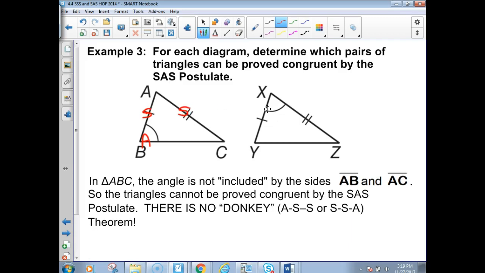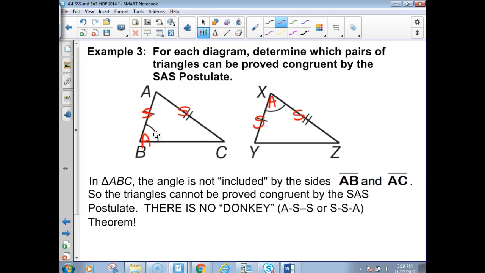On this figure, though, you've got a side, then an angle, then a side. And now where's the angle? It's actually between the sides, okay? So this is a good one. This is a bad one. Do you see the difference? Does anybody not see the difference between those two?